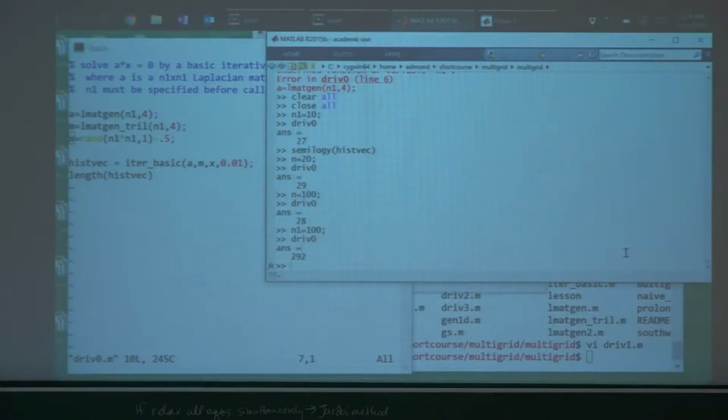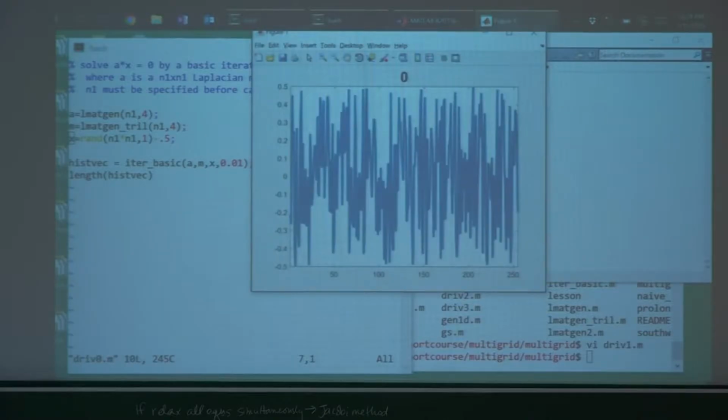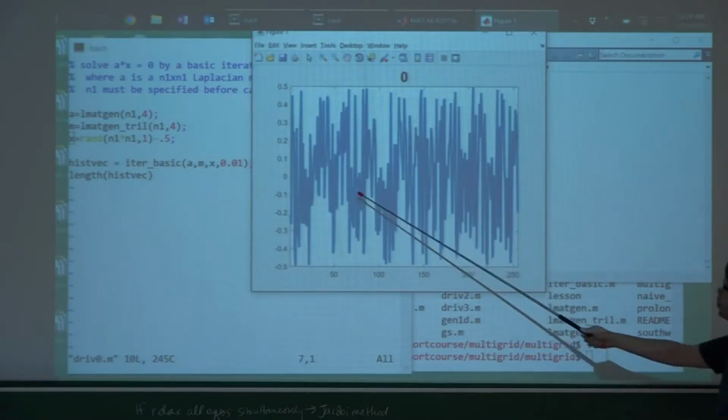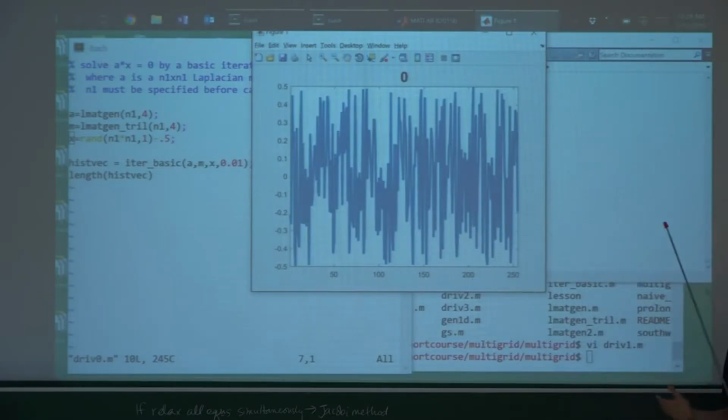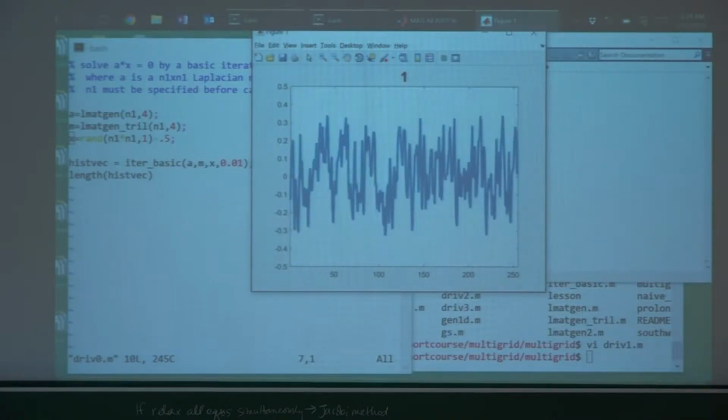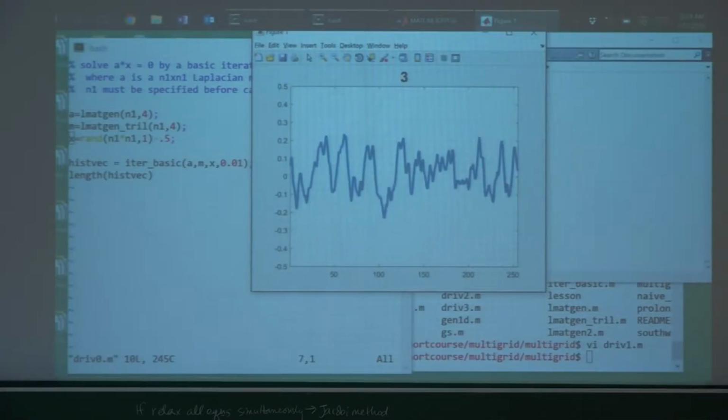In this second demonstration, it's a one-dimensional problem, and this is the initial error. I'm going to apply Gauss-Seidel one step at a time, and we're going to look at what the error looks like. That's the initial error. After one step of Gauss-Seidel, you see the error has decreased in magnitude. That's good. And as we take additional iterations, the error is decreasing.